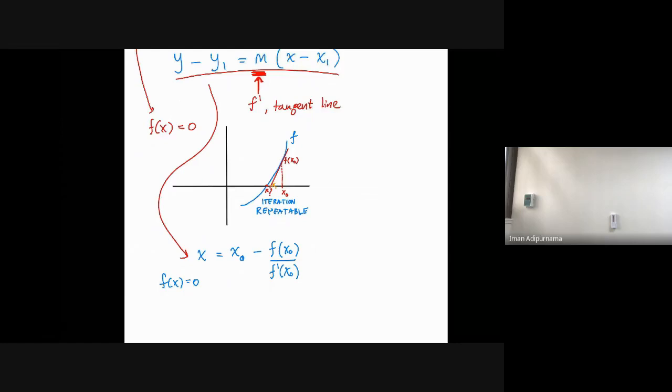Okay, and then you can repeat all of this with another x. Let's say the new x is x1. As you can see here, the yellow one is x1, the new x. And if you want to find x2, you can use x1 and plug x1 into the function. Okay.